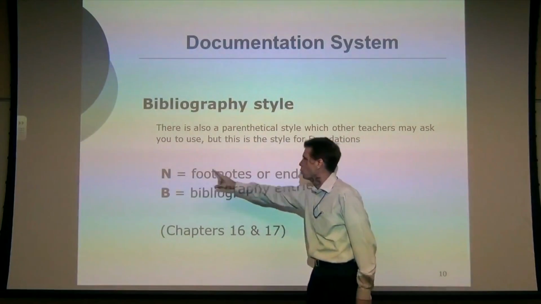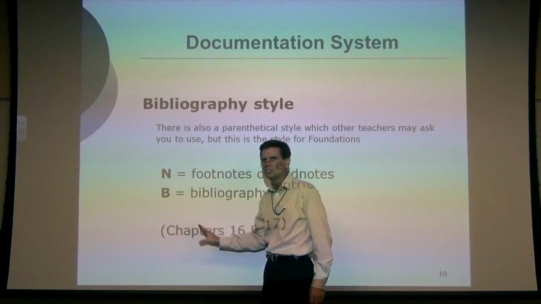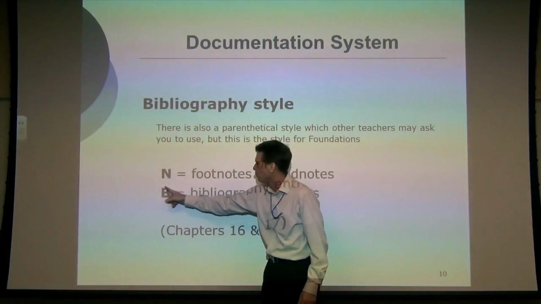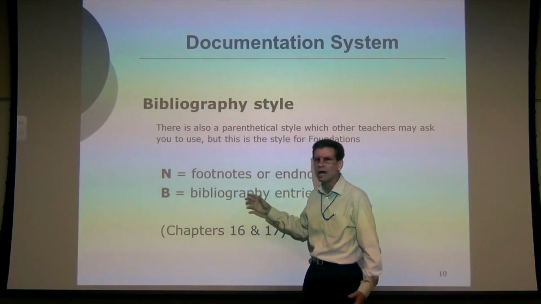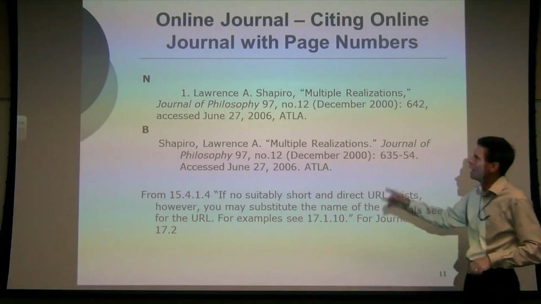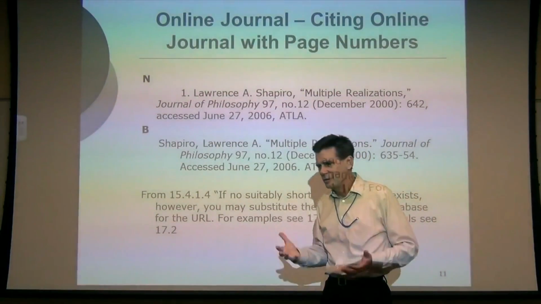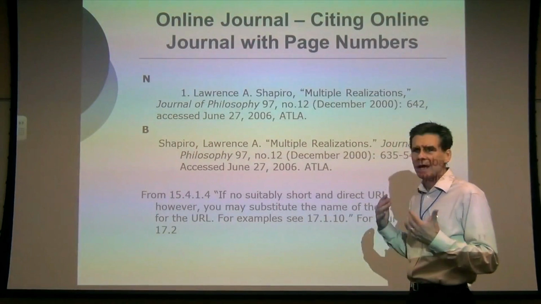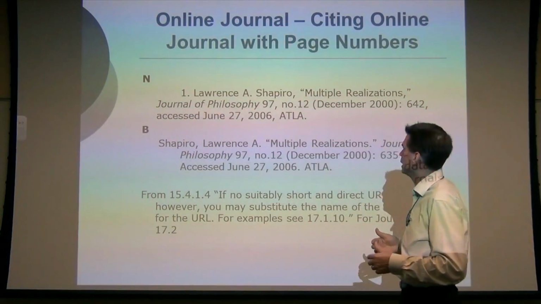All right? So when you see the N, the bold N on these examples, that will be the note. The bold B will be how the bibliography is constructed. So let's go to our first example here. Online journal. Probably the most frequent item that you're going to run across will be the online journal.